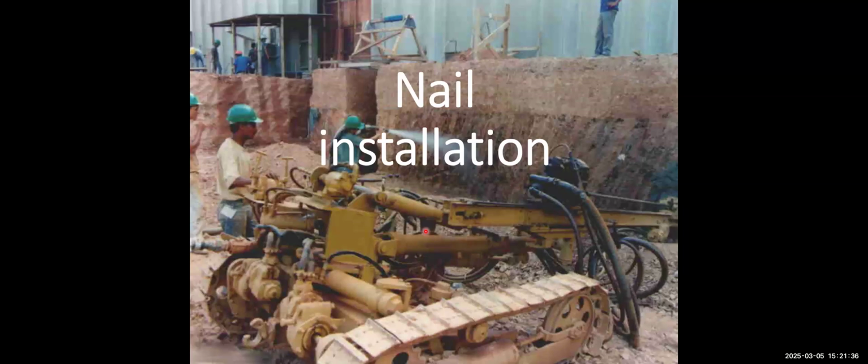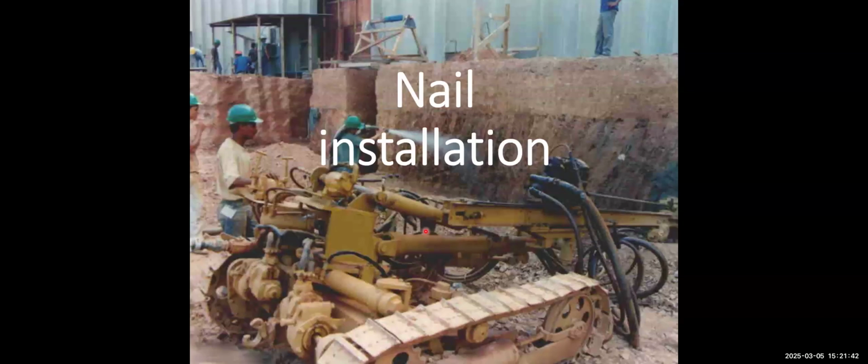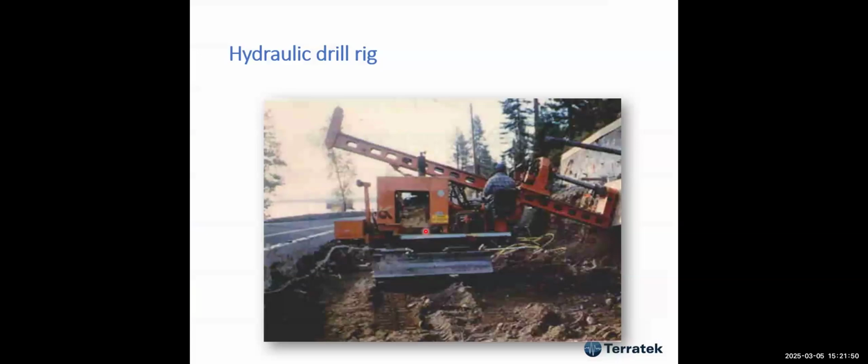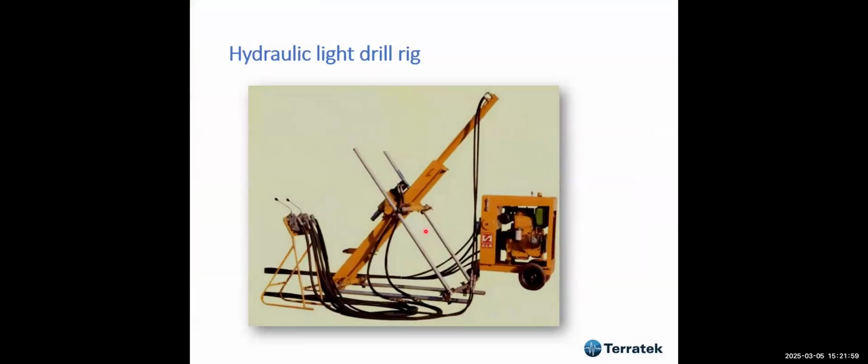How do we install the nails? We carry out a borehole with a hydraulic rig like that. We can use a large one. This one, for instance, is air-powered, with air pressure. It can be hydraulic as well. We carry out a borehole, and this is a pneumatic drill rig. Also, if you are drilling on a slope, you may need a very light hydraulic drill rig, and this is one of them. This piece stays on the ground, and this goes up on the scaffold.